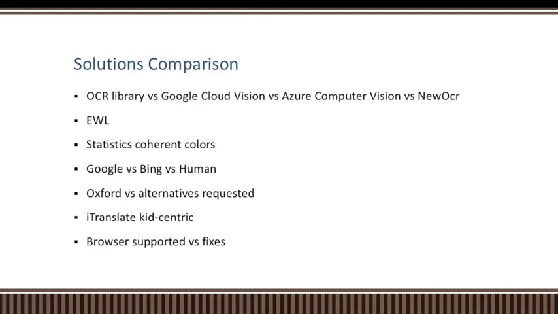As far as the dictionary, we have Oxford that was asked by the PO, but we could also add other alternatives, anything that would be better. As far as the iTranslate page, we would have to make it kid-centric. That's really the only possible solution there.